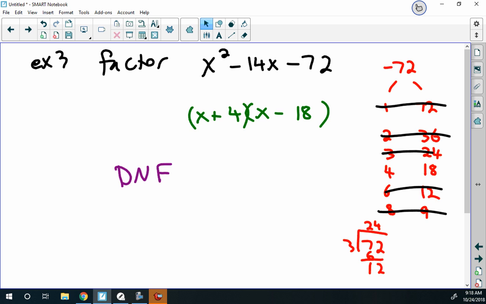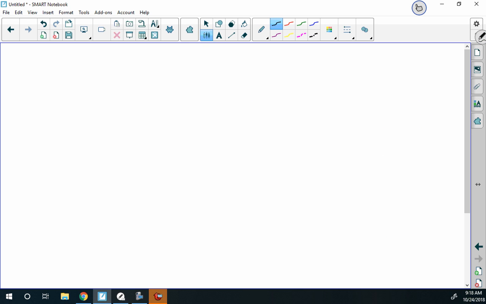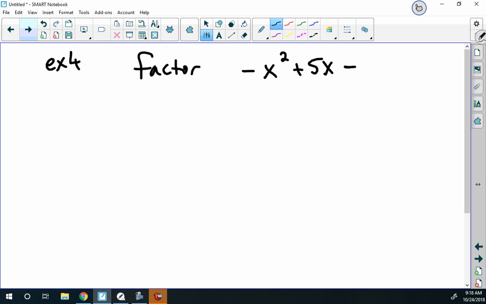I want to try another one. Wouldn't be doing you any favors if I didn't do one like this. Example 4, factor negative x squared plus 5x minus 4.